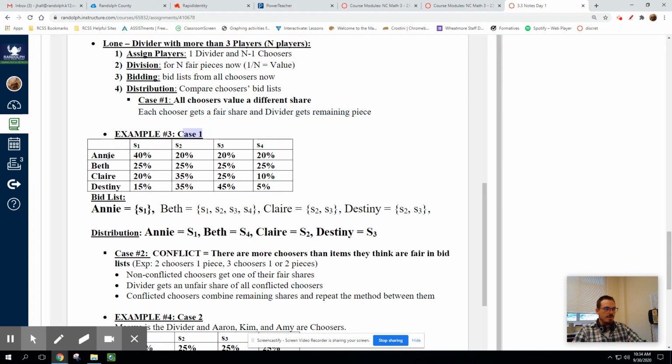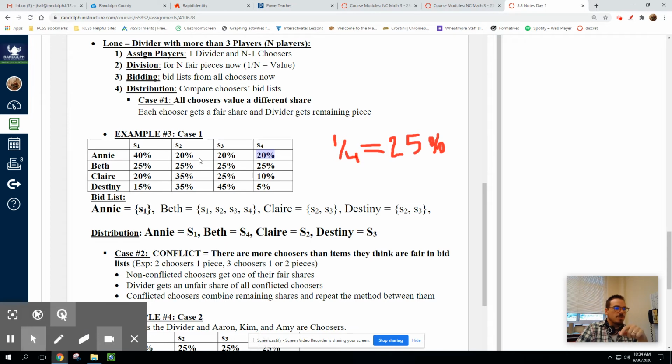Look at case number 3. We've got 4 people. We got Annie, Beth, Claire, and Destiny. And here are their cuts of whatever they decide, whatever they cut, whatever the goods were. And so looking at Annie, we can see Annie likes 40%, 20%, 20%, 20%. So the only one, right, if we're doing a fourth, because a fourth would be fair share to Annie, 1/4 is fair. A fourth is equal to 25%.